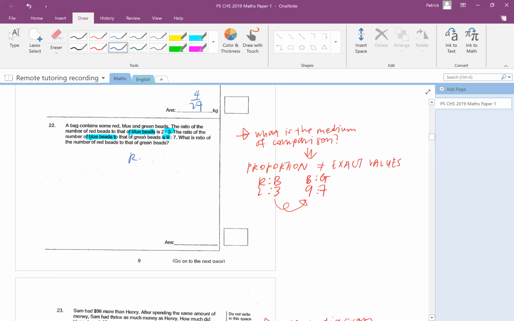Okay, so I'll just write it out here first. I will take you through my explanation as we go. So we'll just leave the green blank here first. So 3 here, then 9 over here, and then 7 over here, right? Because the number of blue beads remains unchanged in both statements, the number is still the same. It's just the proportion used to describe it is different.